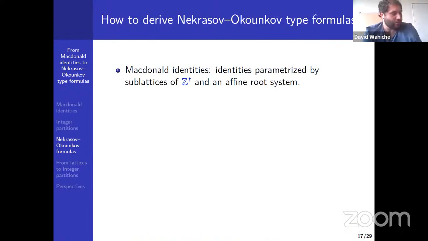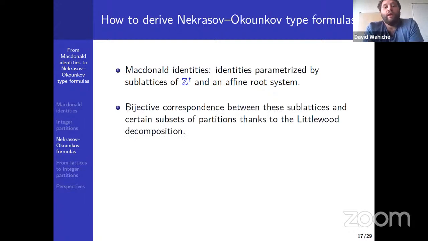Okay, so now that I have introduced most of the things that I need in this talk, how can one go from Macdonald identities to Nekrasov-Okounkov type formulas? As I said in the beginning, Macdonald identities are identities parameterized by sublattices of Z^t and an affine root system. These sublattices can be put in bijective correspondence with some subset of partitions, thanks to the Littlewood decomposition, which I'm going to introduce a bit later.